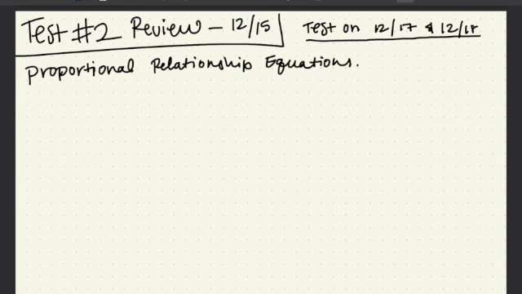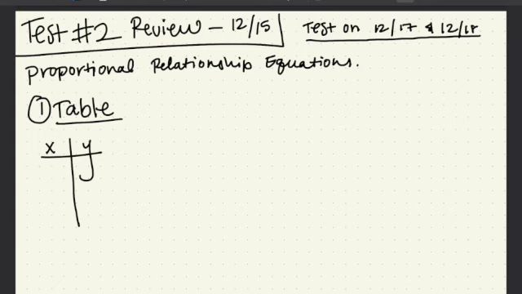Okay, now there are three ways that we've talked about to figure out the equation of a proportional relationship. And the first way is by using a table. We should be very familiar with these things. A table has x and y values on either side.